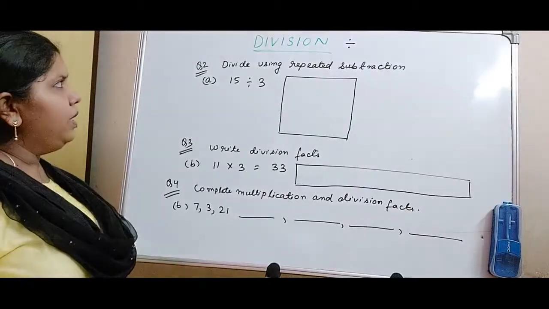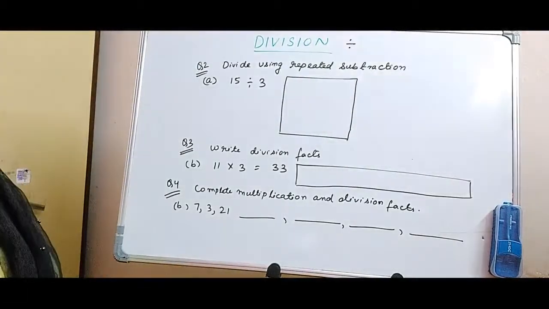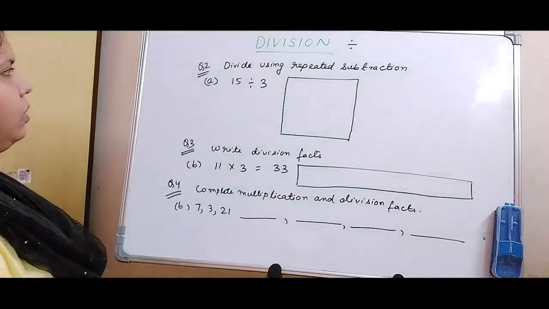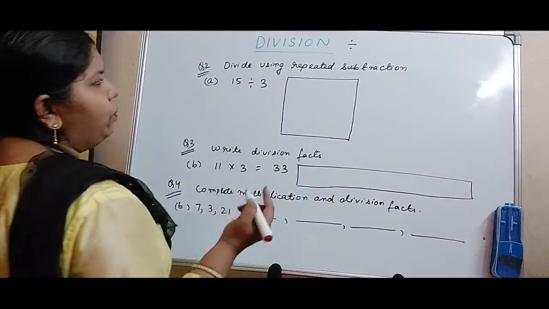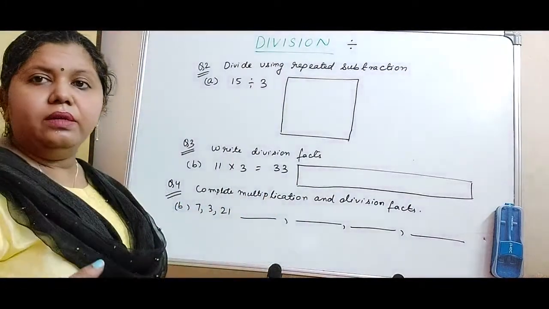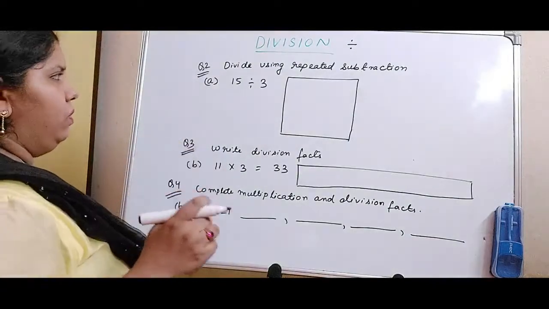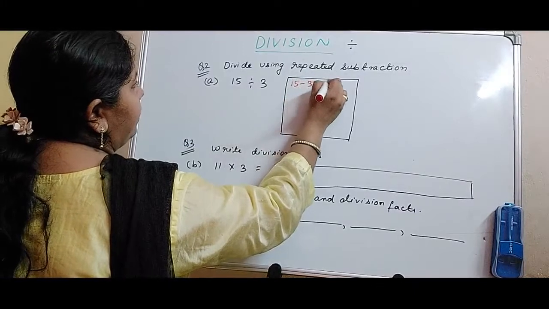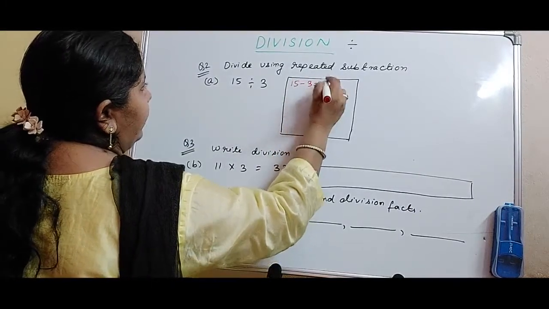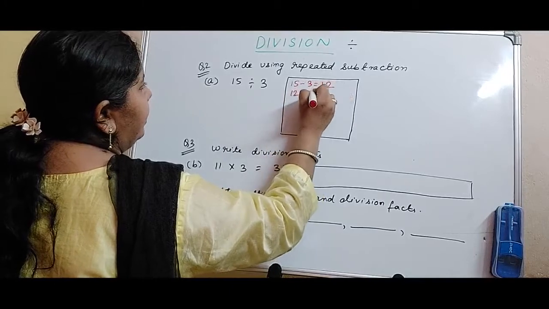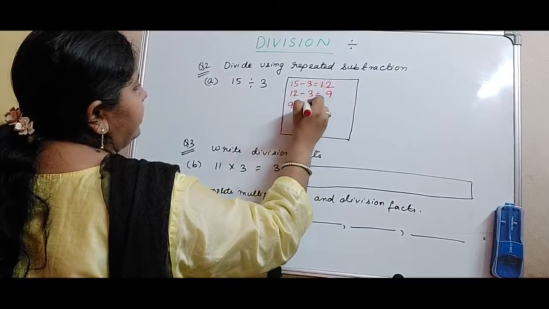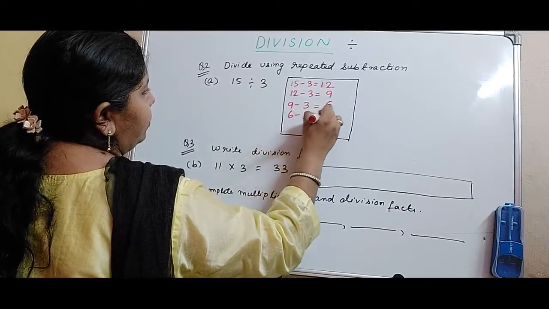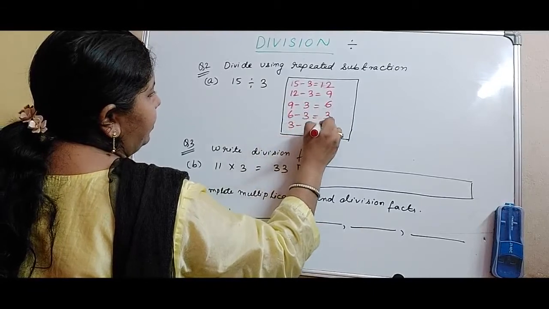Let us solve the remaining questions in the warm-up exercise. Moving on to question number 2. Divide using repeated subtraction. So 15 divided by 3. You have to continuously subtract 3 from 15 until you get 0. So what do we get? 15 minus 3 is equal to 12. 12 minus 3 is 9. 9 minus 3 is equal to 6. 6 minus 3 equal to 3. And 3 minus 3 equal to 0.